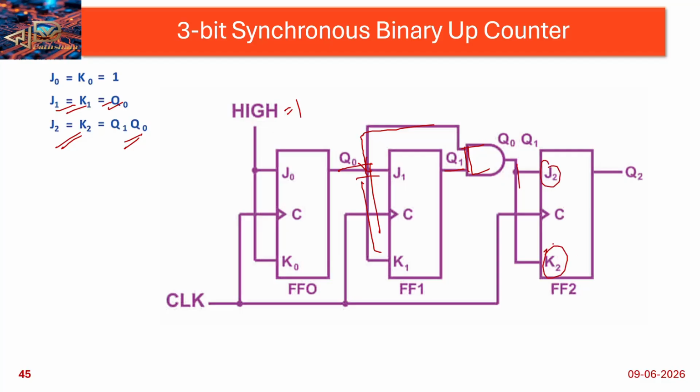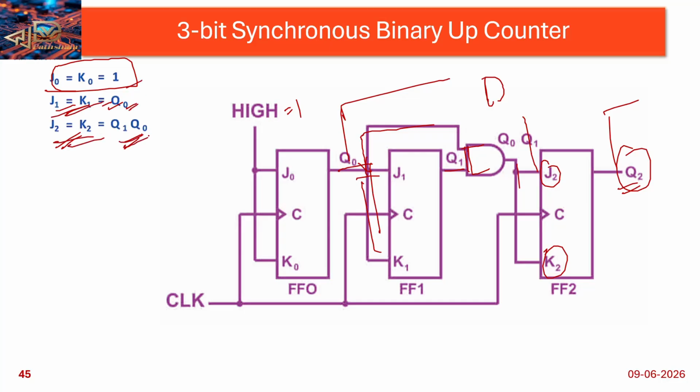This is the reason we are calculating. See, previously in the modulo 10 counter, how I connected the NAND gate: Q3 and Q1 are connected, and if both are 1, then my output will be reset, right? So here, based on this connection, the inputs are J0 equal to K0 equal to 1, J1 K1 equal to Q0, and J2 K2 equal to Q1 Q0. These output equations are connected to the inputs of the next flip flops.